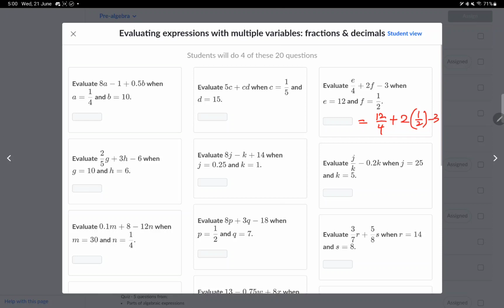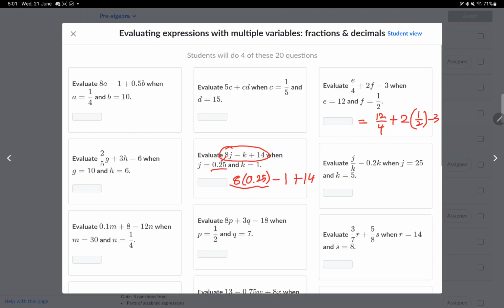Similarly, let's say this one here. If you don't want to work out 8 times 0.25 straight away, you can just rewrite it as 8 times 0.25, and then minus k, which is 1, and then plus 14. And now you've substituted everything in. You can work this one out, and then you combine the rest of it.